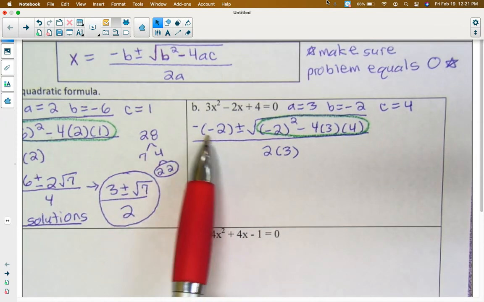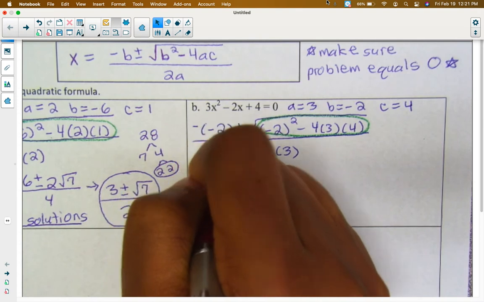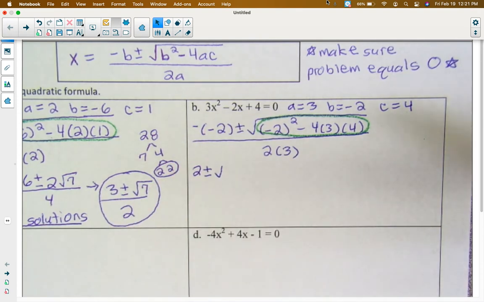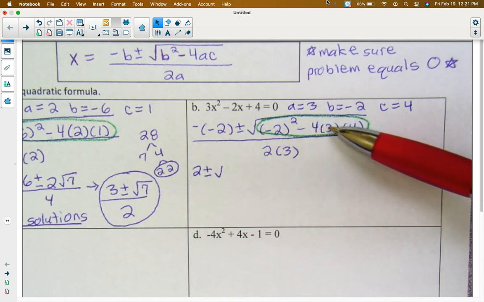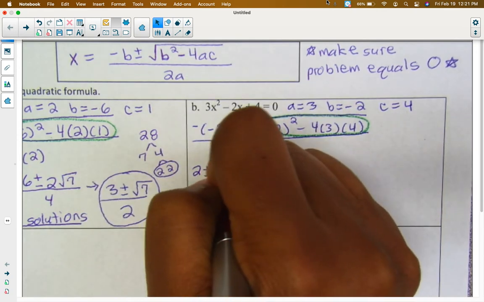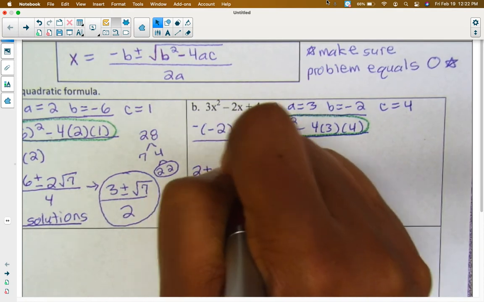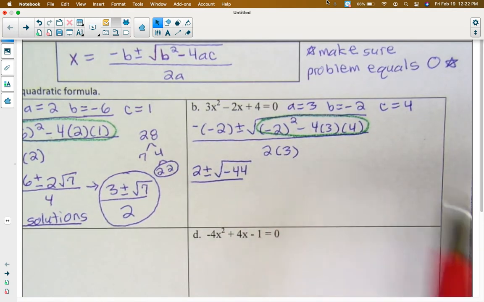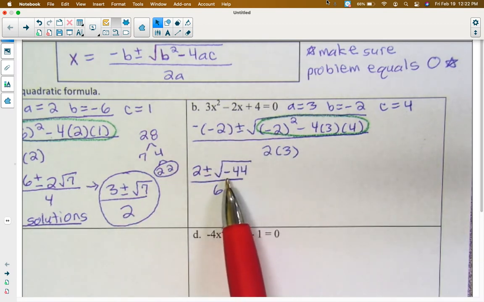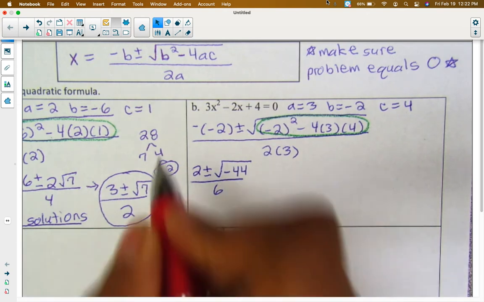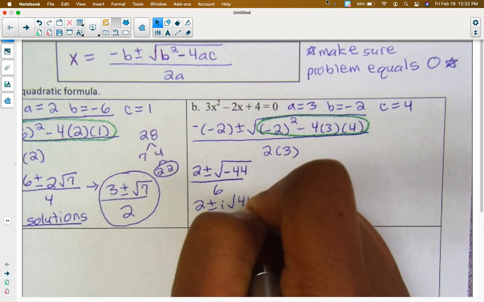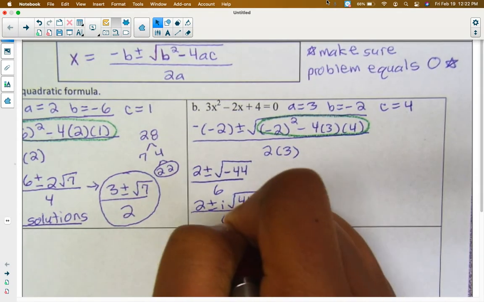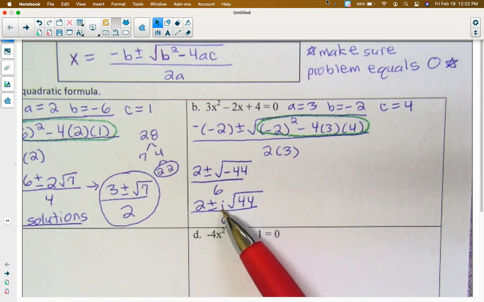So 2 negatives are going to make a positive. In Desmos or some sort of calculator, I type in negative 2 squared minus 4 times 3 times 4. You should get negative 44 back. Then you do 2 times 3, and that is 6. From here, I have a negative inside of the square root, so I can take out i. So 2 plus or minus i square root 44, all over 6. So I took out the imaginary part of the problem.